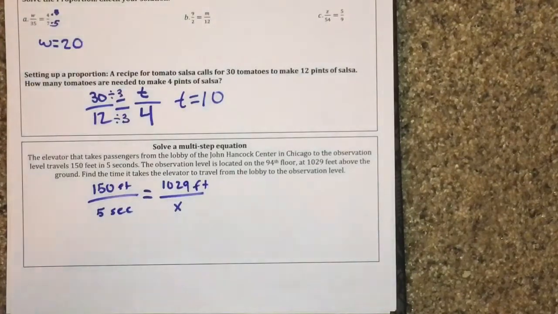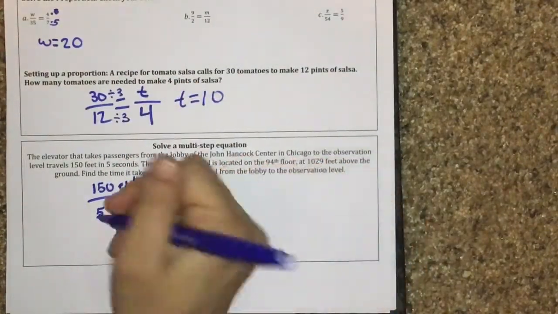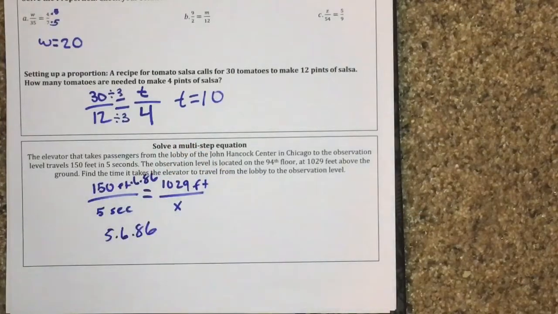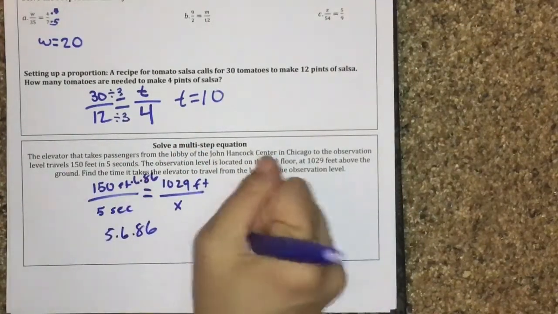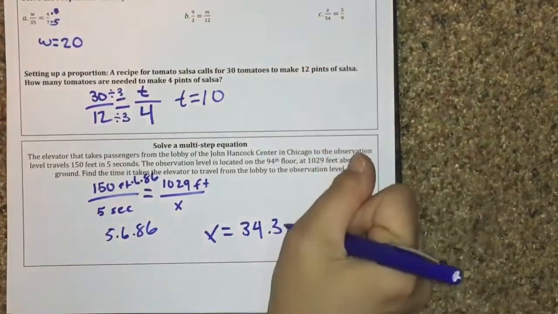So how do we get from 150 feet to 1,029 feet? Well, we can figure that out by taking 1,029 divided by 150. So we take 1,029 divided by 150, we get 6.86. So we know in order to get there, we need to multiply by 6.86. So 5 times 6.86 will get us to our x. So it's going to take 34.3 seconds to get to the observation level of the John Hancock building.